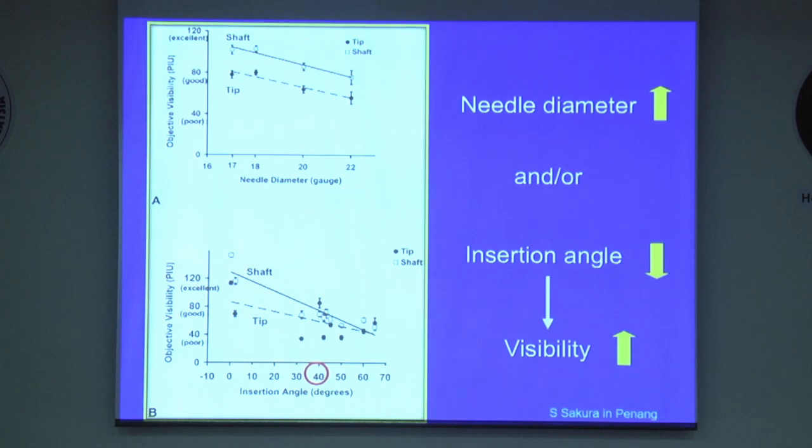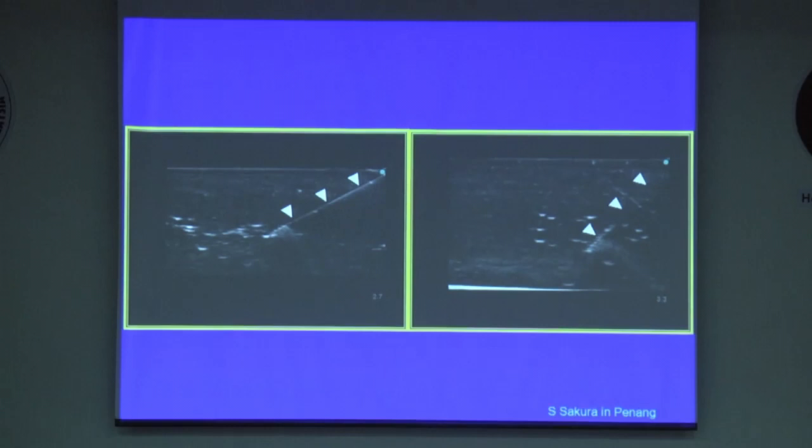And they also saw objective visibility decreased with sharper, steeper insertion angles. And as you can see, it is most likely that you cannot see a needle that is inserted at more than 40 degrees. So you can easily tell the difference between the two, a needle inserted at a shallow angle and a needle inserted at a steep angle.